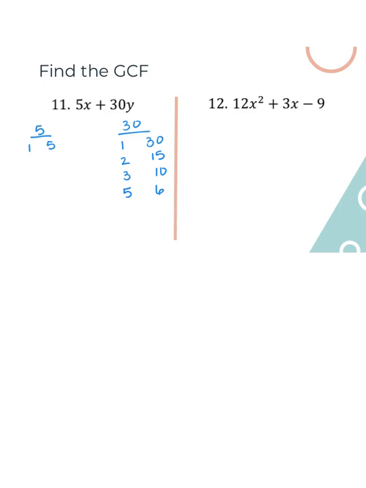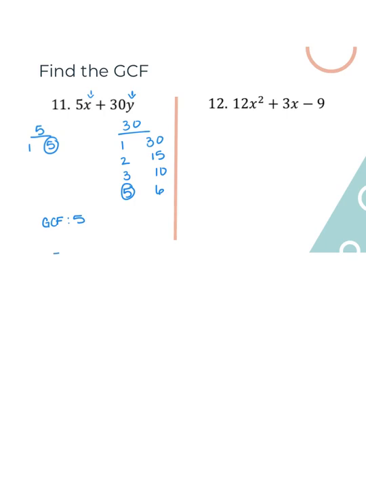Okay, but my greatest common factor between these ones is 5. So my GCF for my number is 5, okay? And then I'm going to look at my exponents. Well, I have an x here and a y here. Well, you can't have a greatest common factor between those because they're different variables. They're different letters. We can't. So our greatest common factor is just a 5.